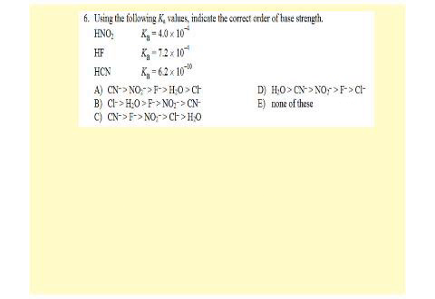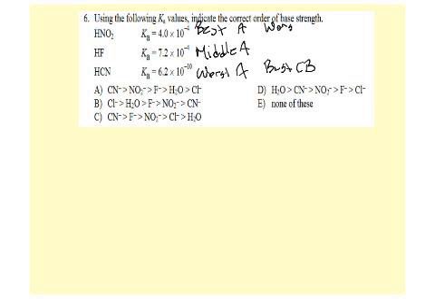All right, get your sheet out. Number 6, which we already did. Using Ka values indicate the order of base strength. So I'm looking at the conjugates here. So this is the best acid. This is the middle. And this is the worst. So the worst acid would have the best conjugate base. And the best acid would have the worst conjugate base. And then the middle acid is in the middle. Okay. So you'd think there'd only be 3 choices, but of course they're torturing us with even more.